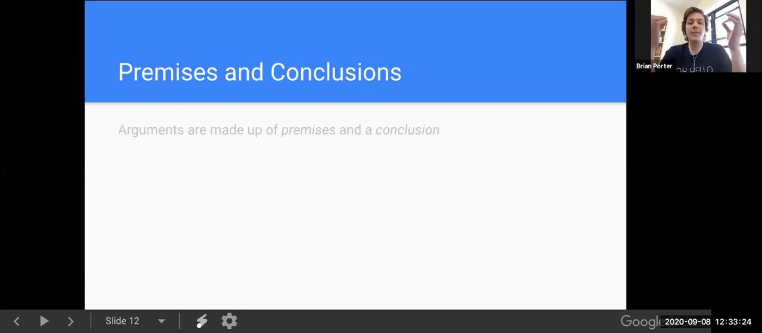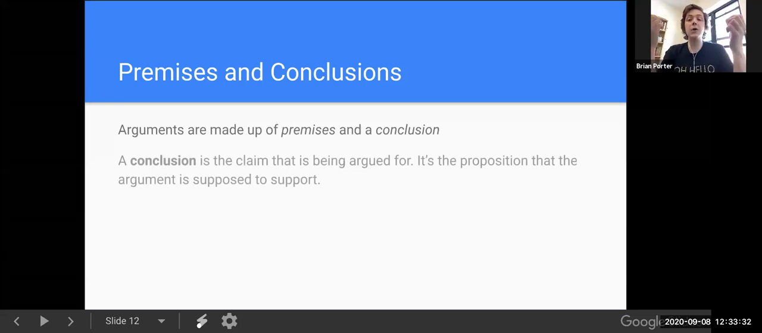And so arguments are made up of premises and conclusions, or a conclusion. Usually an argument has one conclusion. So a conclusion is the claim that is being argued for. That's the proposition, or the claim about the world, that the argument is supposed to support. The argument exists to support the conclusion.